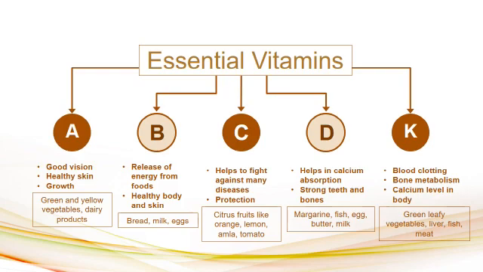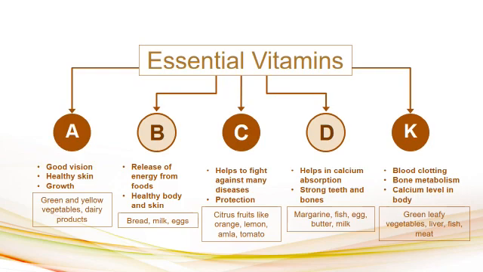Vitamin C. It helps to fight against many diseases and provides protection. It's found in citrus fruits like orange, lemon, amla and tomato. Vitamin D. It helps in calcium absorption, provides strong teeth and bones. It's in margarine, fish, egg, butter, and milk.